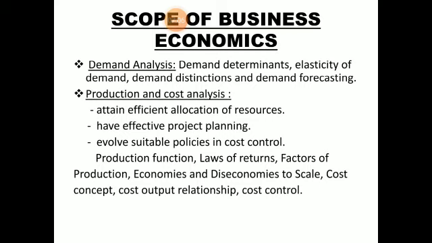And the next aspect under the scope of business economics is production and cost analysis. A study of production and cost analysis is important for the firm to attain efficient allocation of resources, to have effective project planning, and to evolve suitable policies in cost control. When we say attain efficient allocation of resources, we all know that producers are faced with the problem of limited resources. So when the resources are limited, we need to make an efficient allocation of resources so that wastages can be minimized and returns could be maximized.